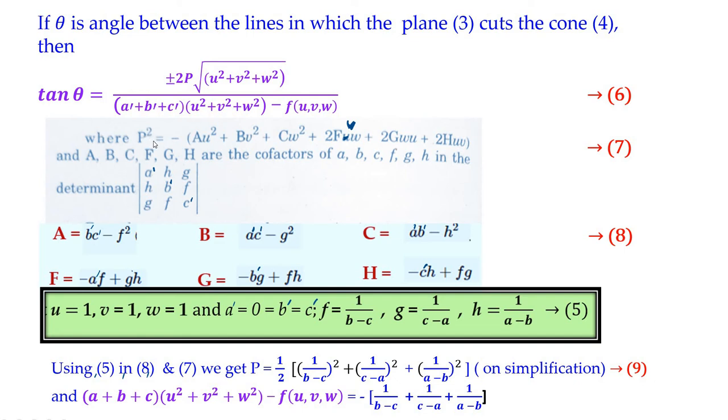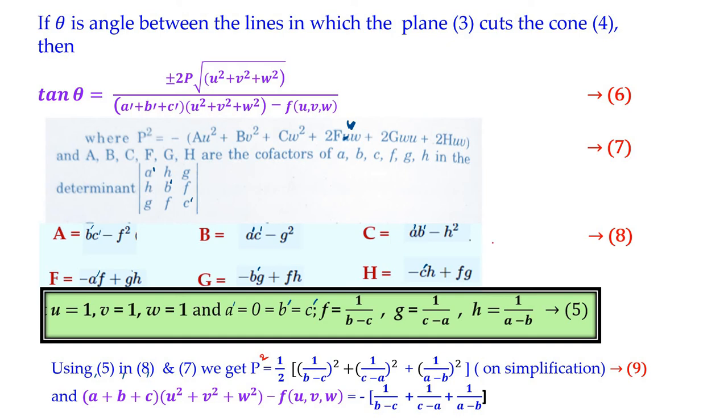which is this. So you are substituting u is 1, u is 1. See, you have it like this. u is 1. So you have, this is actually P square.